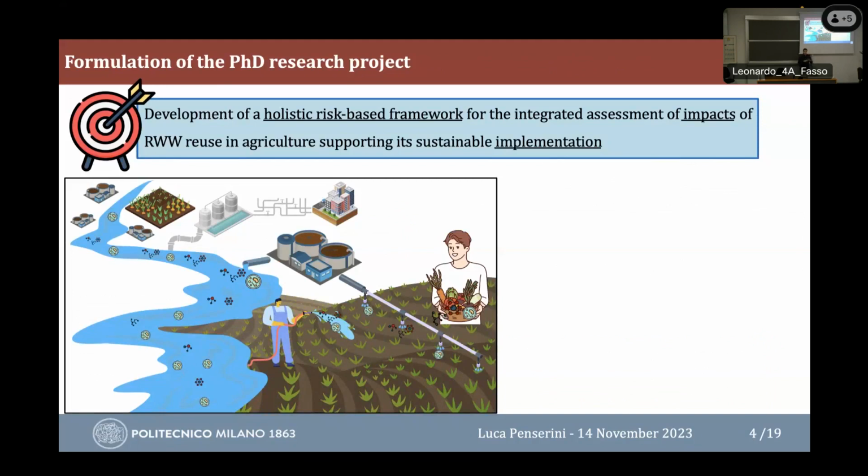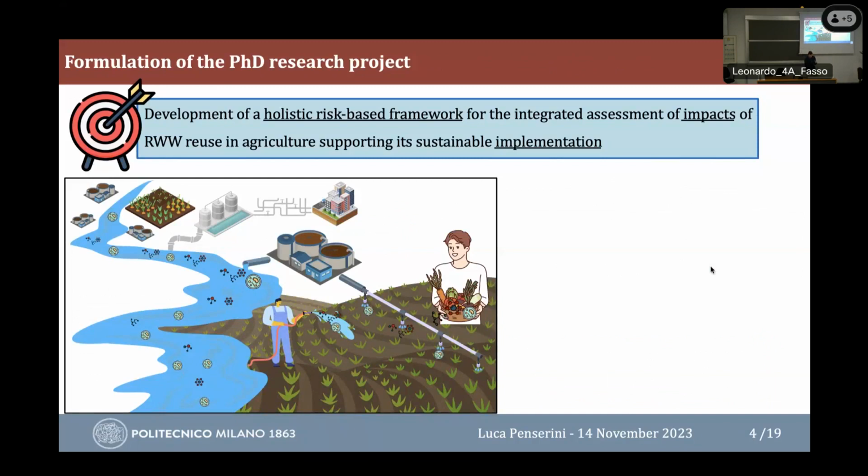In this perspective, my PhD research is aimed at developing a comprehensive risk-based framework to assess all the impacts that are related to the wastewater reuse practice in order to support a sustainable implementation.